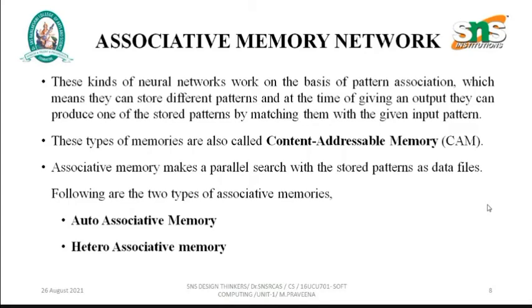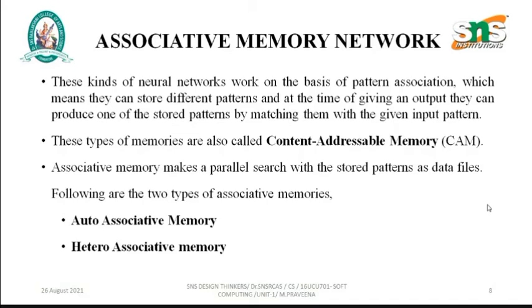The term associative means what? Associative means grouping together. If some people are sitting together, then we can say they are associated, isn't it? So these kinds of neural networks work on the basis of pattern association. They can store different patterns, and at the time of giving an output, they can produce one of the stored patterns by matching it with the given input pattern, right?